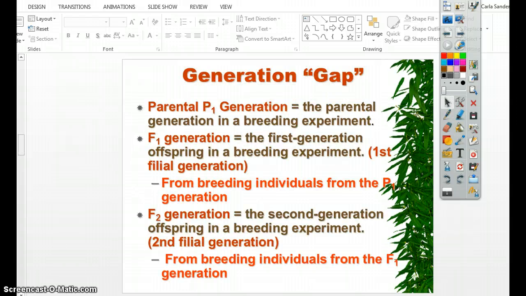Review of Mendel. Parental generation were the P1s. This is what he started with. They were pure, parental P, pure. F1 generation was the first set of children. The filial generation, the first set of children. He then had his F2 generation, which was the second set of children, the second filial generation. That's that F, that word I was trying to remember earlier. P1s give you F1s, F1s give you F2s.